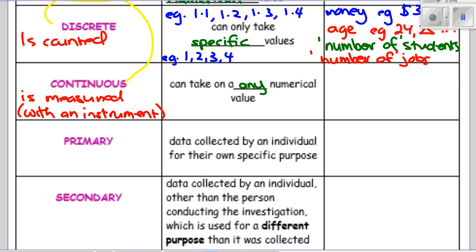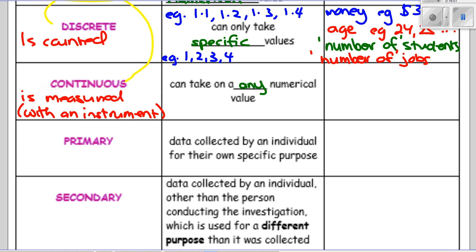So discrete means like 1.1, 1.2. It's not possible to have the number, in this case, 1.15. But if it's continuous data, you could have the number 1.111111 and so on. You can take any numerical value.